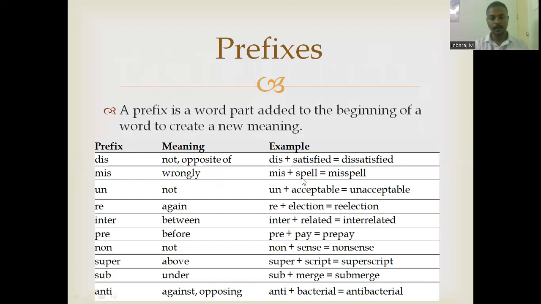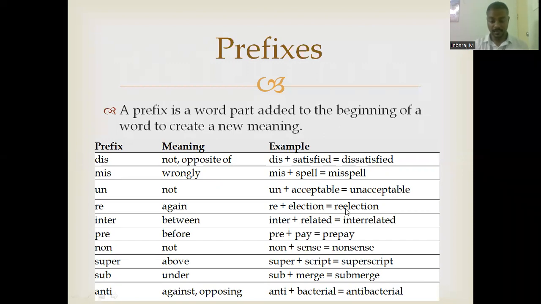And look at the next word, misspell. Here the root word is spell, and the prefix mis is added to form a new word, misspell, meaning wrongly. And unacceptable: the base word is acceptable, and when you add the prefix un, you get a new word, unacceptable.